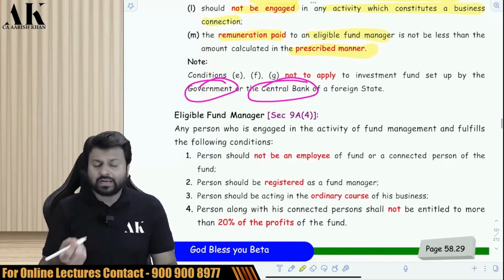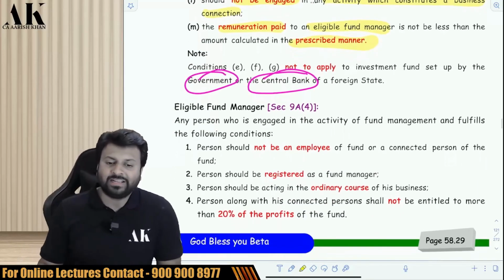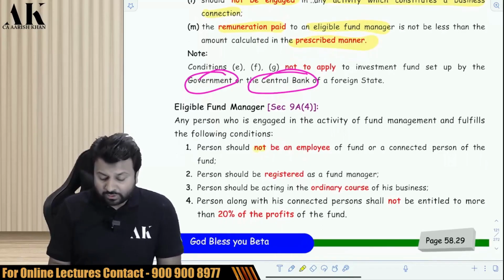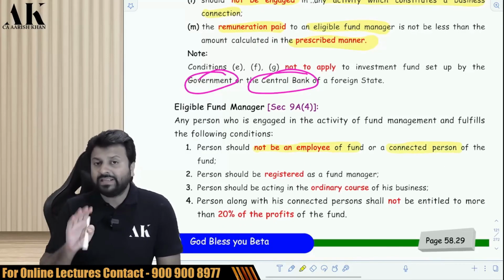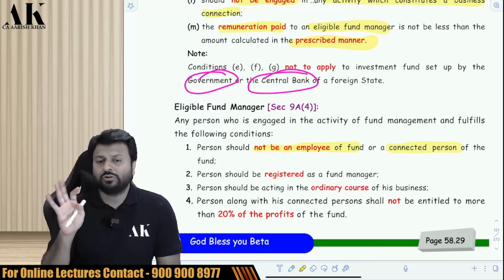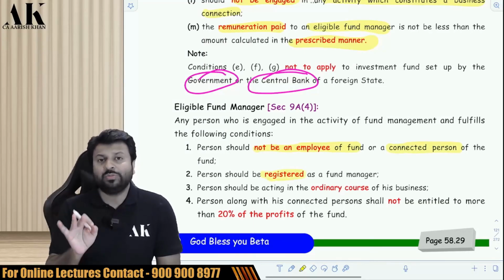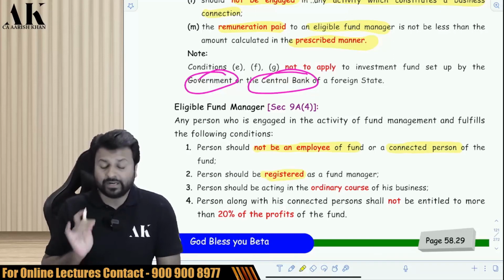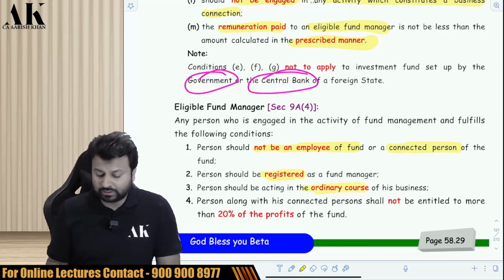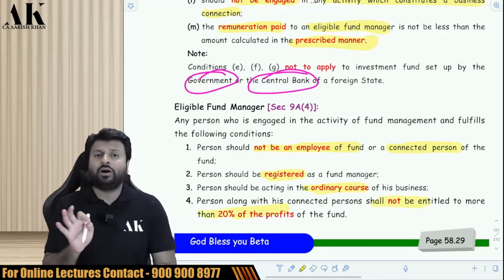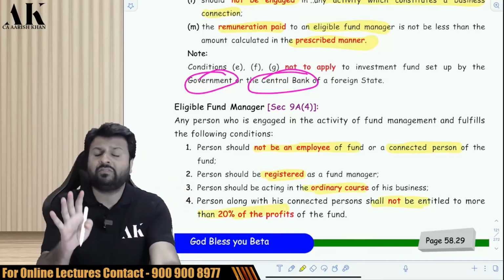Next, what are the conditions to be fulfilled by the eligible fund manager? First of all, the fund manager should not be an employee of the fund. It should be an independent person. It should not be an employee of a connected person of the fund also. Second, the fund manager should be registered as a fund manager. Third, the fund manager should work in its ordinary course of business. And fourth, the fund manager should not be eligible for more than 20% of the profits of the entire fund.